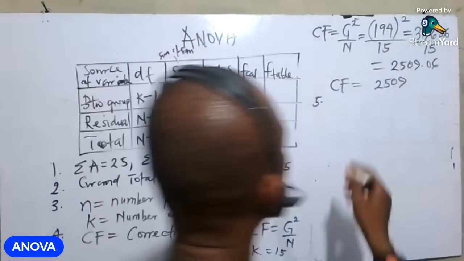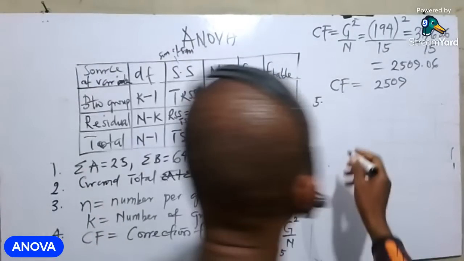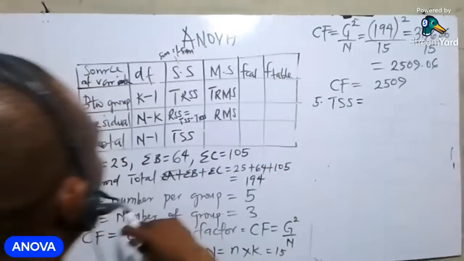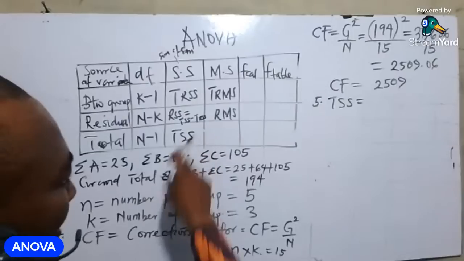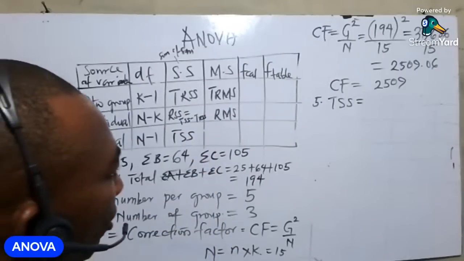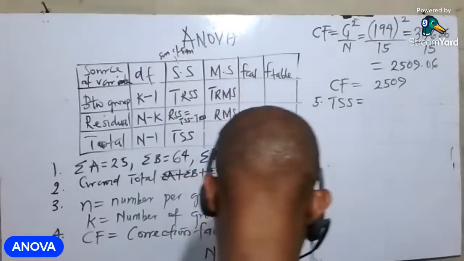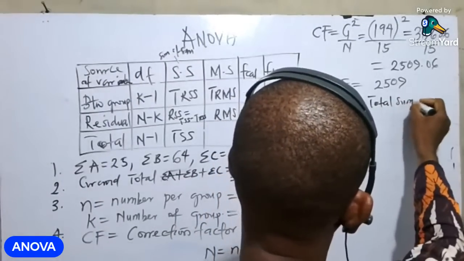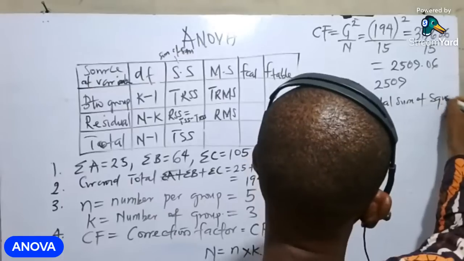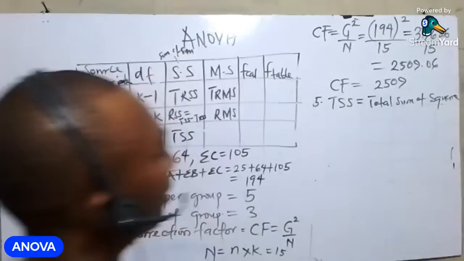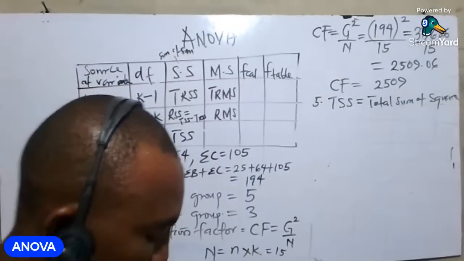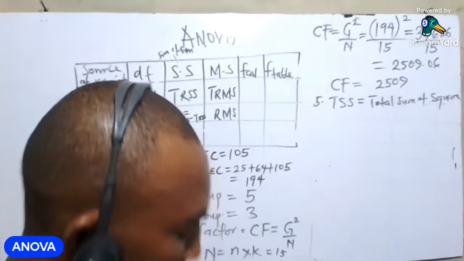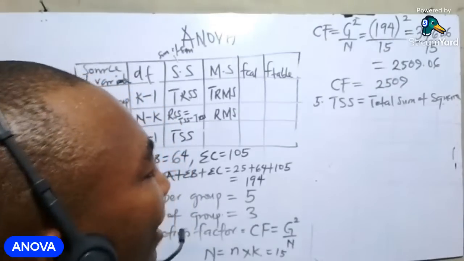Step 5 now is to get our TSS. Don't forget, this is your TSS. So what is our TSS? Our TSS is the total sum of square. That is the TSS, the total sum of square. So how do you get your total sum of square?